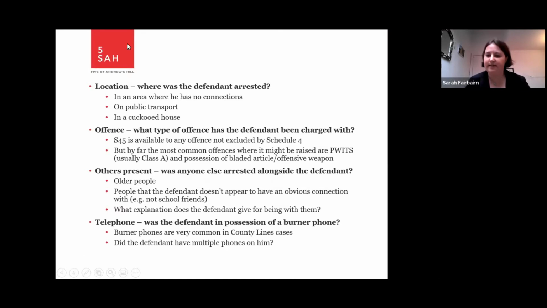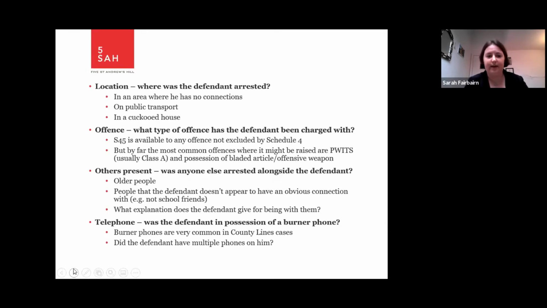Also, was he arrested on public transport or in a train station? In county lines cases, usually the defendants travel to and from London on trains, and it's quite common for them to be picked up by the police at a train station or on public transport. It's also quite common for a defendant to be arrested in a cuckooed house. So again, in county lines cases, a house is often taken over of someone vulnerable in that regional town, and quite often that's where your defendant will be arrested. So if they're arrested in any of those areas, that's one of your warning signs.